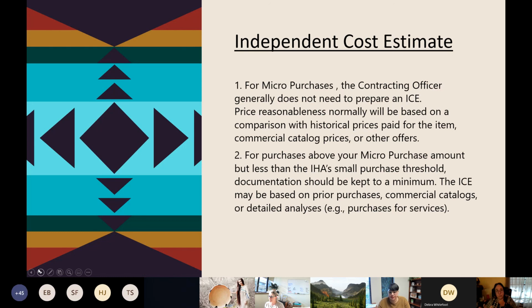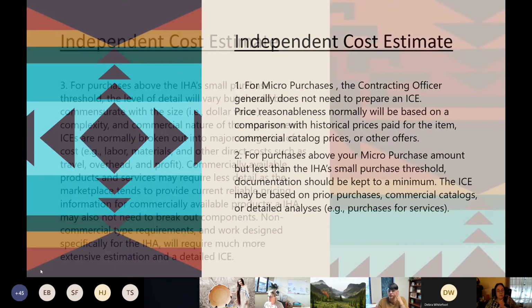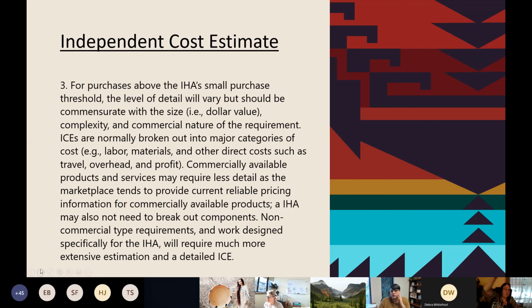For purchases above your micro purchase amount, but less than your small purchase threshold, documentation should be kept to a minimum. The ICE can be based on prior purchases, commercial catalogs, internet, detailed analysis, purchases for those services in the past. For purchases above your small purchase threshold, the level of detail will vary, but should be commensurate with the size or the dollar value or the complexity and the commercial nature of that requirement.